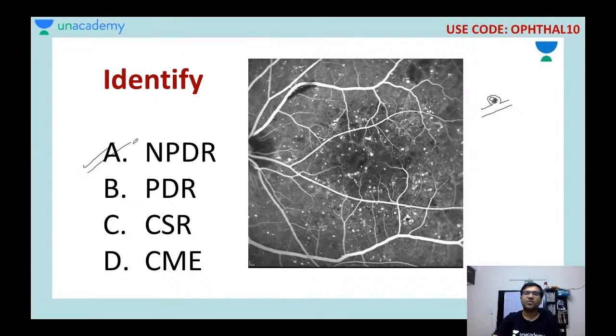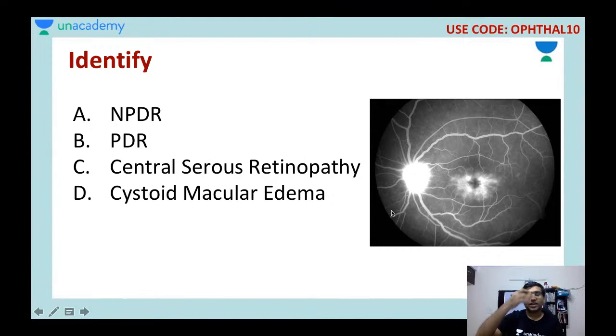This is basically a patient of non-proliferative diabetic retinopathy. Okay, the patient is suffering from NPDR. Then this is the next FA image. In this image, you can see that the patient is having the leakage of dye, which is in the shape of a flower petal around the macula. Okay, so this flower petal appearance is characteristic of the patient suffering from cystoid macular edema.